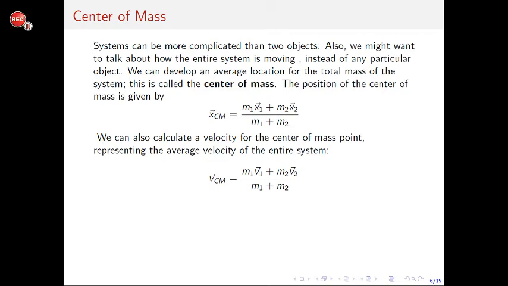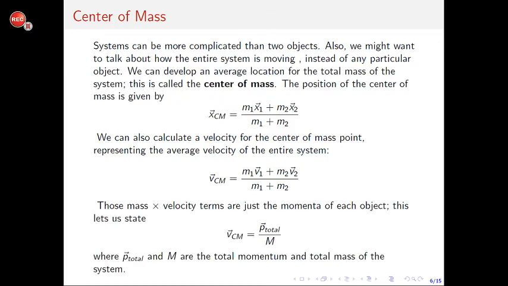And you can calculate an acceleration for the center of mass the same way. So here, when we calculate the velocity, well, the things on the top row are all momentums. In fact, that's the total momentum of the system. The velocity of the center of mass is the total momentum divided by the total mass. Isn't that nice?